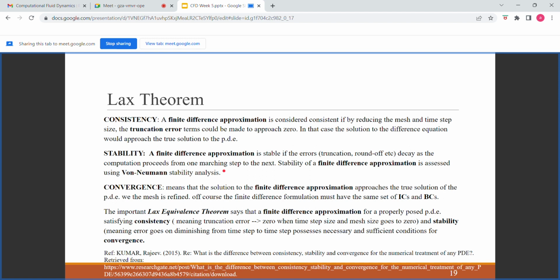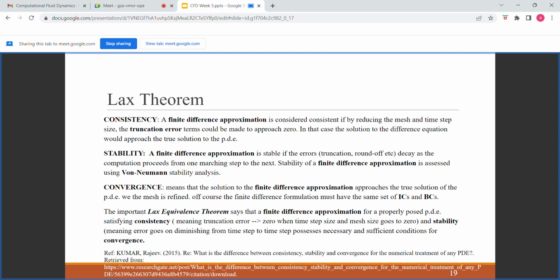What is convergence? Convergence means that the solution to the finite difference approximation approaches the true solution of the partial differential equation when the mesh is refined. Of course, the finite difference formulation must have the same set of initial and boundary conditions. The solution from the finite difference approximation should approach the true solution of the partial differential equation.